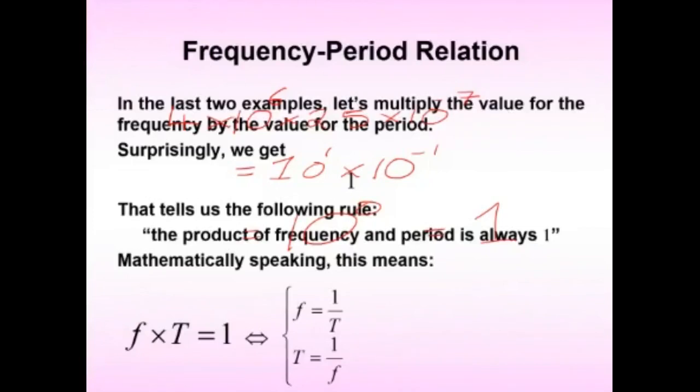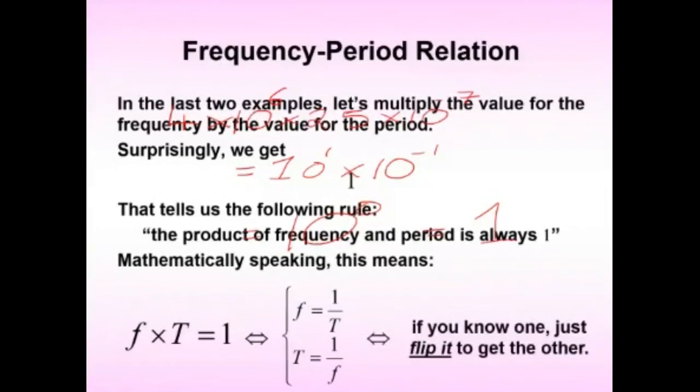F equals 1 over T, and T equals 1 over F. Which means if you know one, just flip it to know the other. How many things are we done so far? Two. Frequency and period. What's the third one on the list? Not that it's any more important than the fourth one, but what's the third one? Amplitude. The size of the wave, the height of the wave.